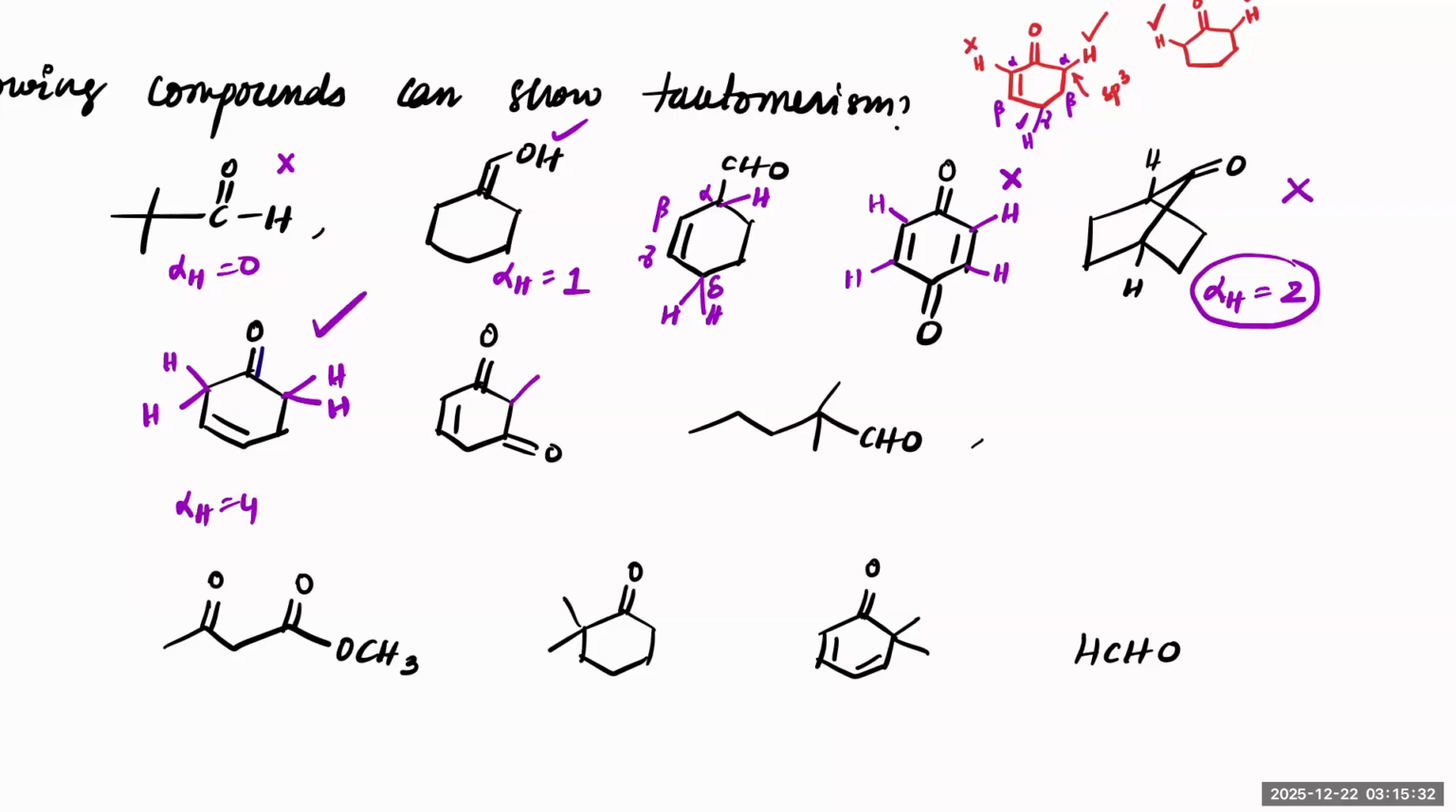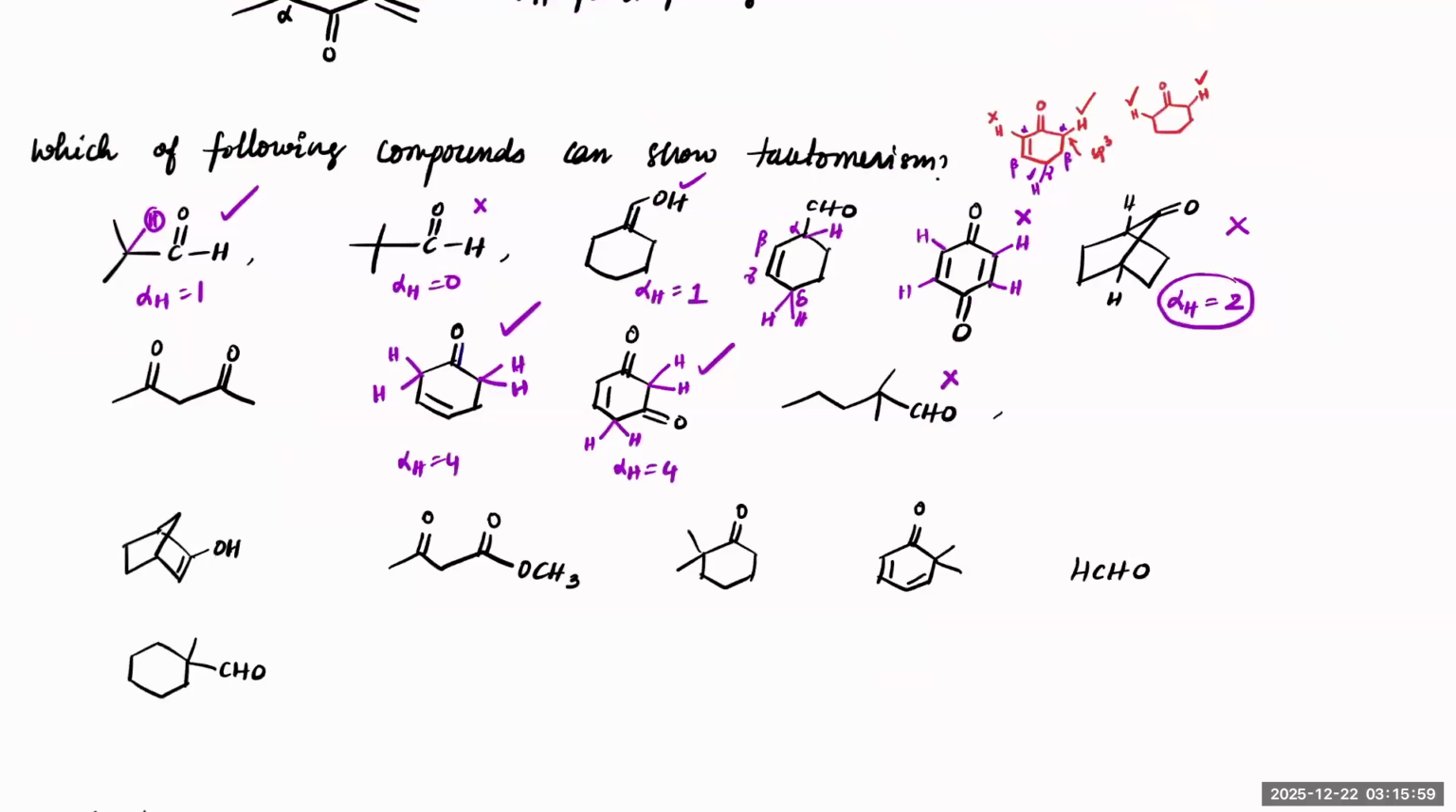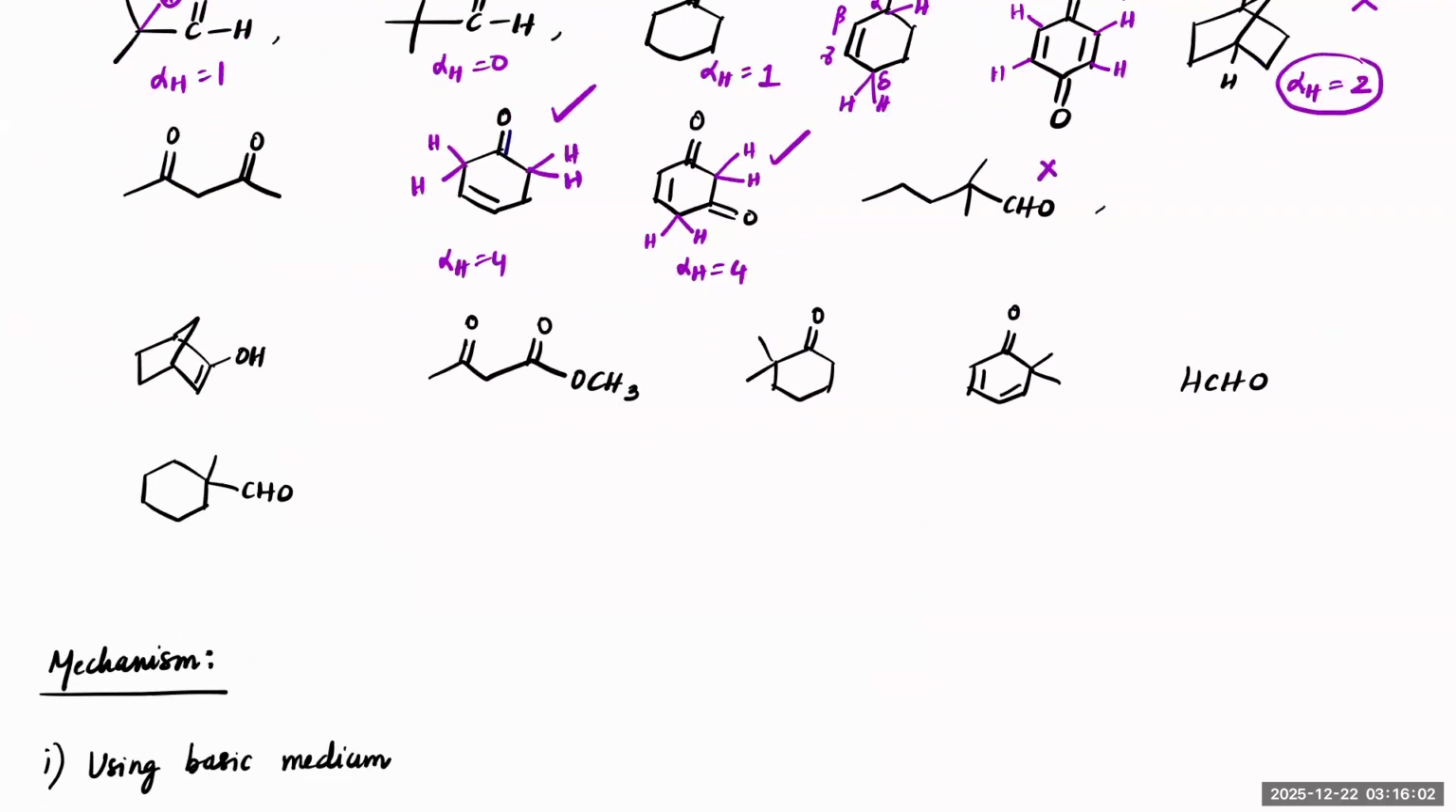Here you can see these 2 hydrogens can show tautomerism. So yes, alpha hydrogens are 2 in this case. Okay, sorry, 2 and 2 here also. This side also we have 2. So total we have 4. Next. Here there is no alpha hydrogen, so no tautomerism. Here enol is present. In the enol form, this hydrogen itself will undergo tautomerism to give keto form.